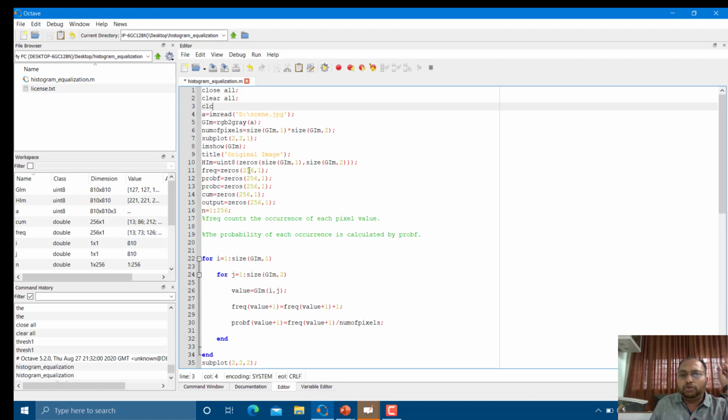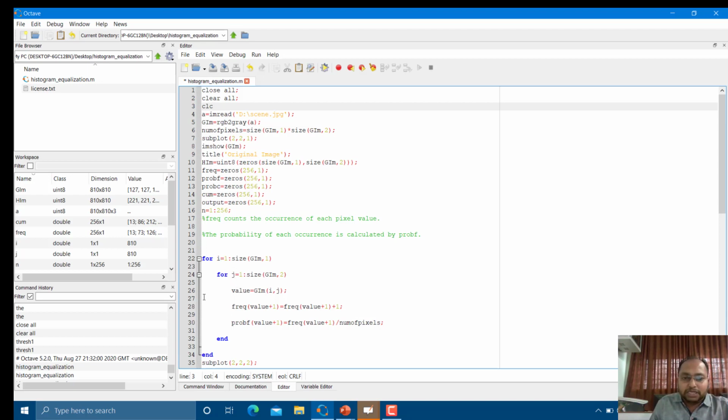256 columns multiplied by 1 row, that is 256 rows and 1 column. Likewise, all the variables are holding those. Okay, fine. And n is nothing but the number of bins, right? So 1 to 256. Remember that it is the number of bins. Now let us find out the frequency of occurrence of that particular pixel.